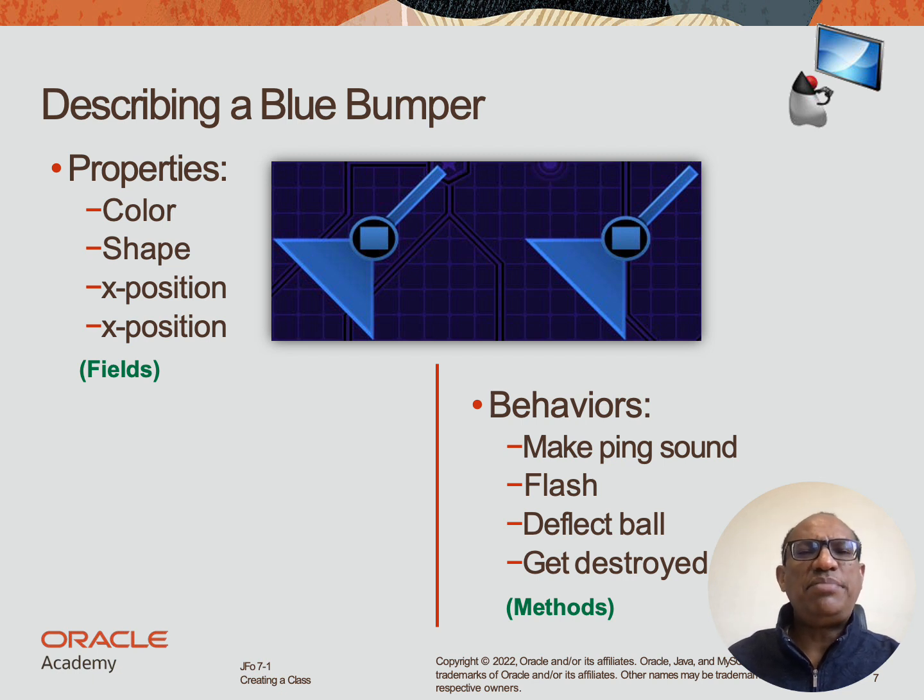Let's describe a blue bumper in code. Fields, or properties: color, shape, exposition. Methods, or behaviors: make a sound, flash, deflect a ball, get destroyed. These are the building blocks of a class.